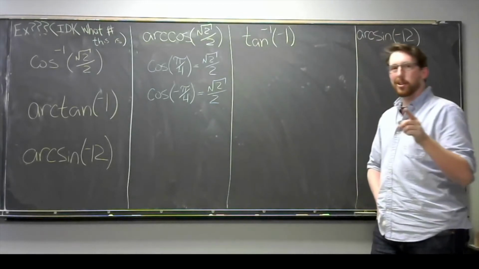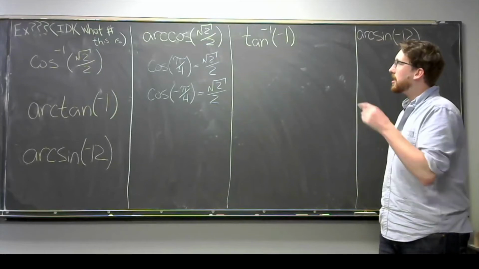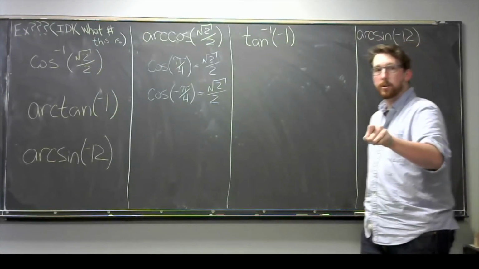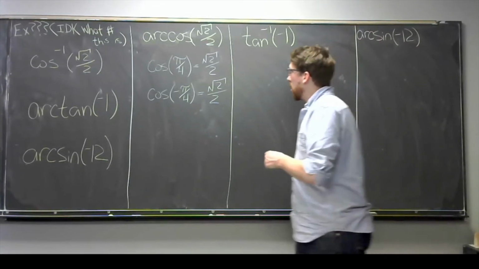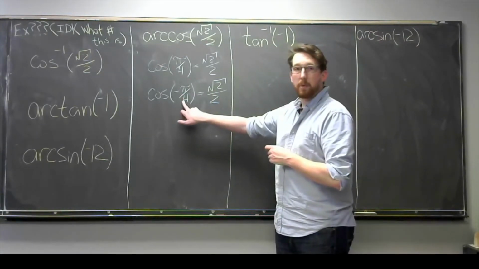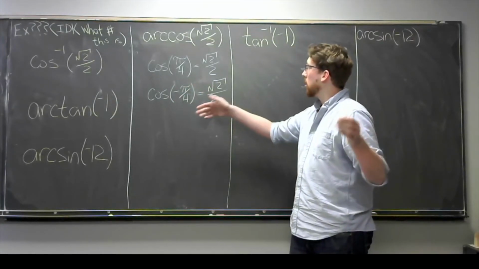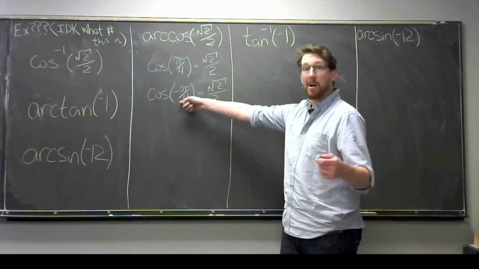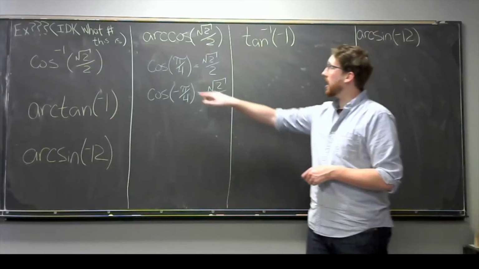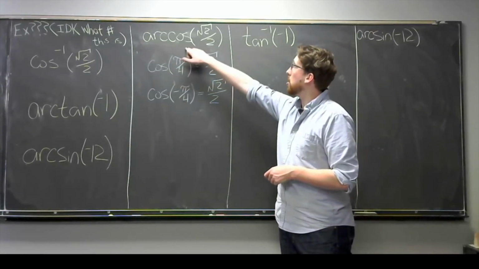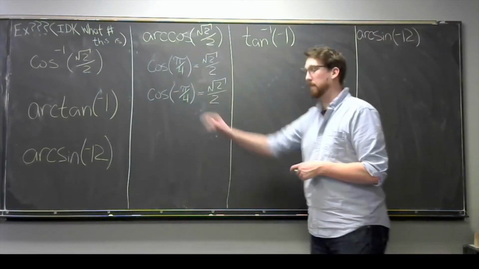But here's the thing, only one of those is in the range of our cosine. One of these two has to be between 0 and pi. But we know that this negative pi over 4, it's not between 0 and pi. So it has to be the case that the arc cosine of the square root of 2 over 2 is equal to pi over 4.